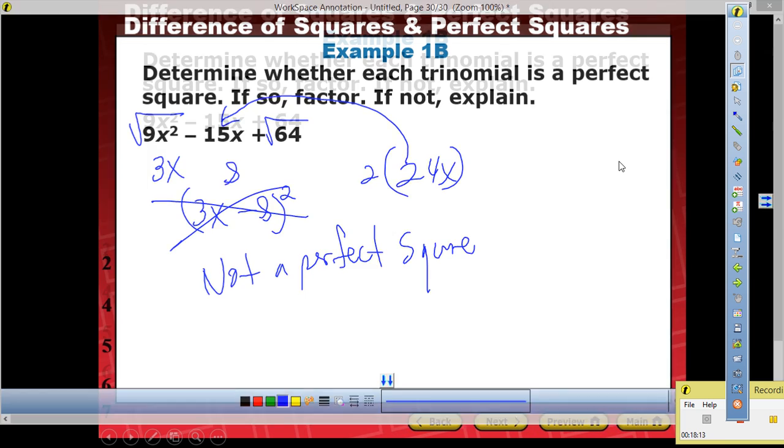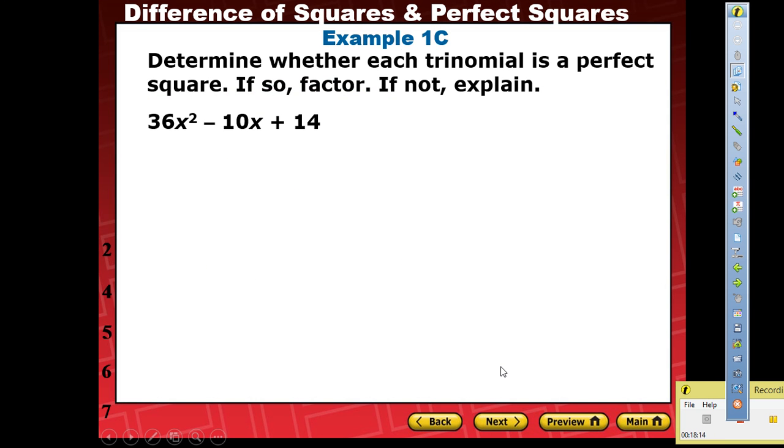Copy this one. 36x squared minus 10x plus 14. Example 1c. 36x squared minus 10x plus 14. You got 15 seconds. Go.